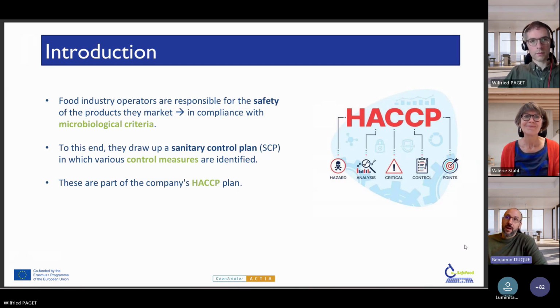As a reminder, and as you know, food industry operators are responsible for the safety of the products they put on the market, and they must respect microbiological criteria set, for instance, in the European regulation 2073. To comply with these criteria, but also with other requirements, they follow a health control plan or sanitary control plan, among which control measures are identified. And all of this is integrated into the company HACCP plan.